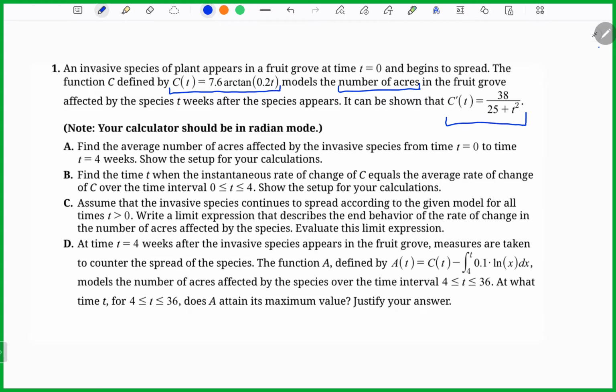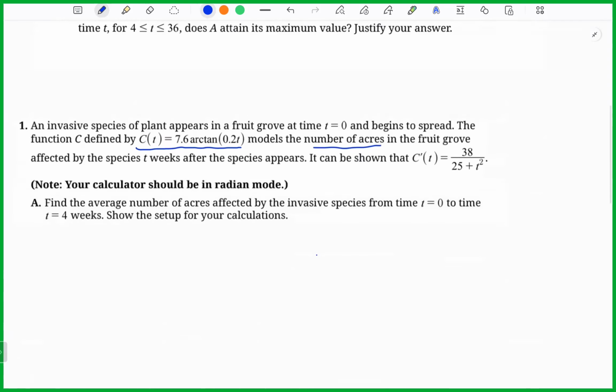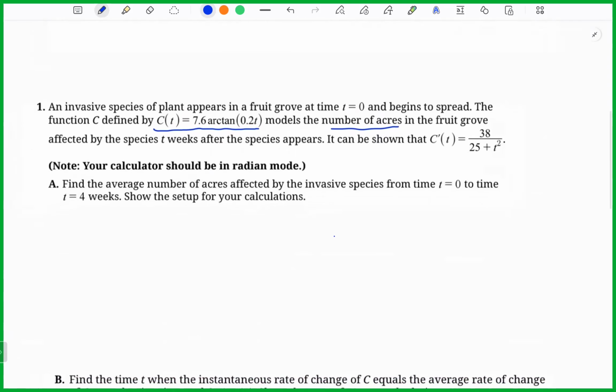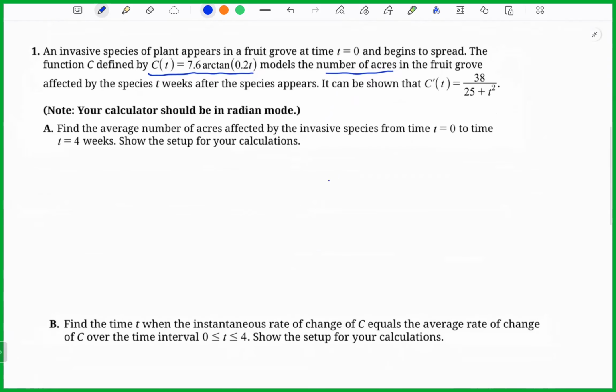Okay, so we've underlined the essential information. With that, let's jump to focusing on part A. We want to find the average number of acres affected by the invasive species from time t equals 0 to time t equals 4 weeks. And we're asked to show the setup for our calculations. So again, I want to note keywords. We're being asked to find the average number of acres.